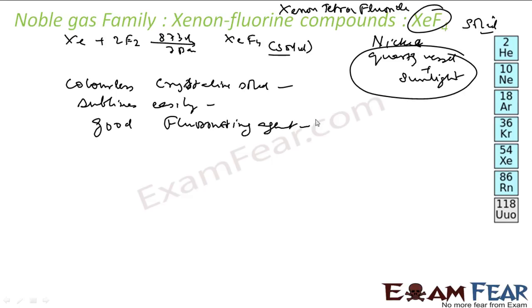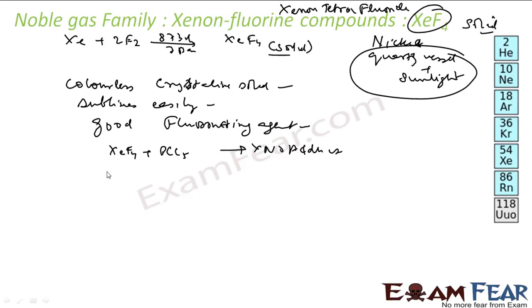Actually, it can fluorinate unsaturated hydrocarbon. We have seen fluorinating agent, that means it will add fluorine to that particular compound. So it's a good fluorinating agent. It can fluorinate even non-unsaturated hydrocarbon. It doesn't form any adduct with Lewis acid. So if you take XeF4 with, suppose, PCl5, it will not form any adduct.